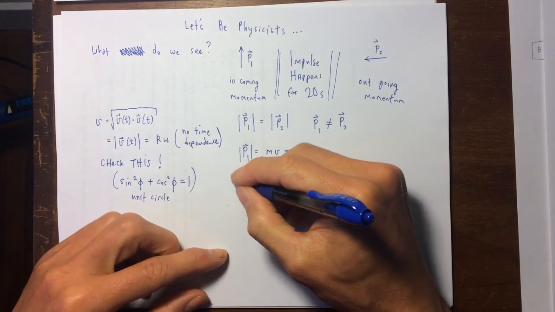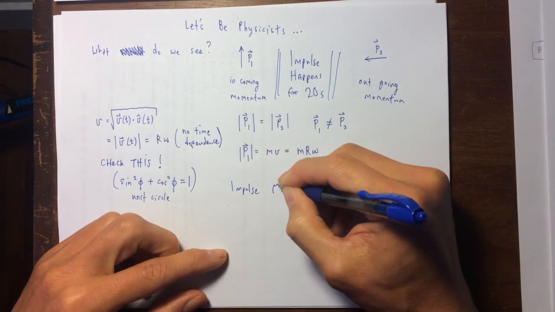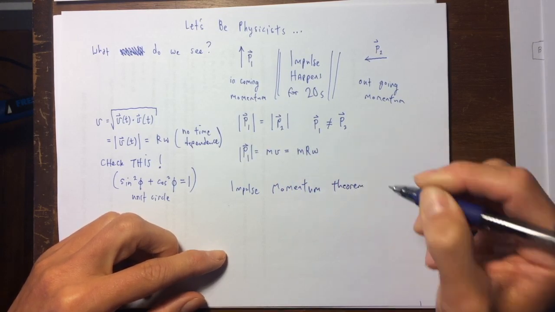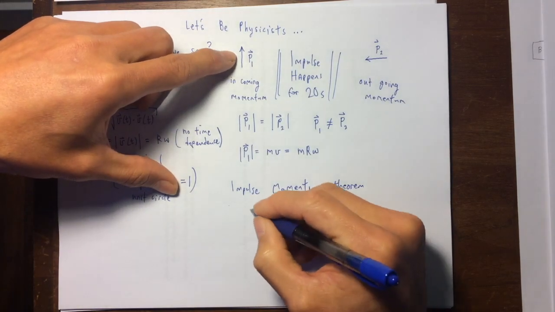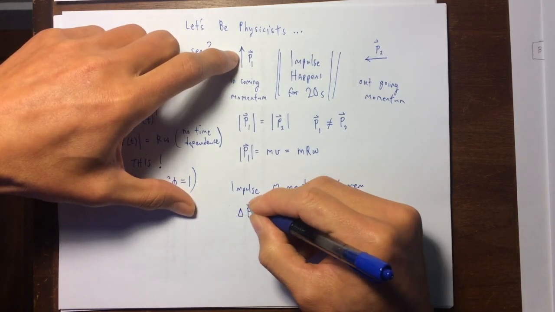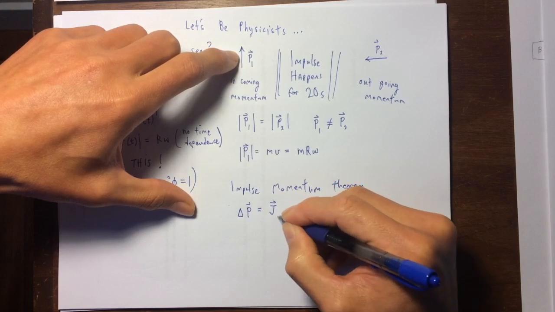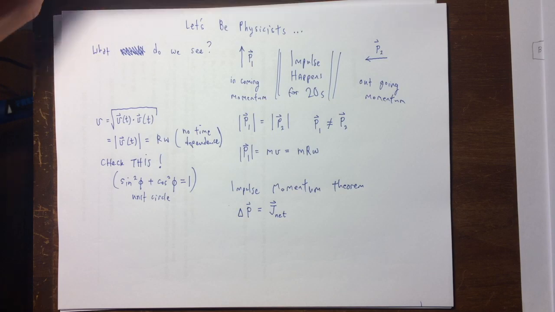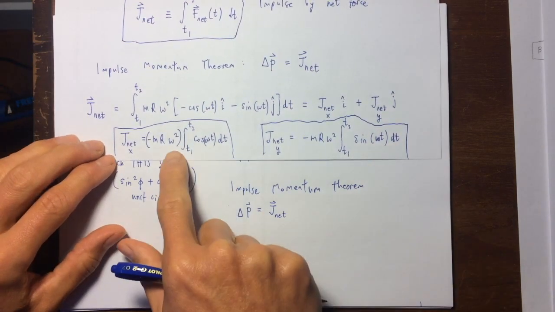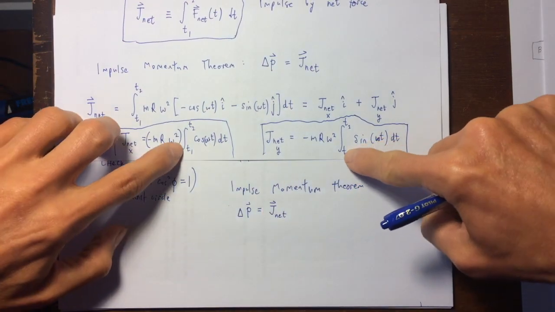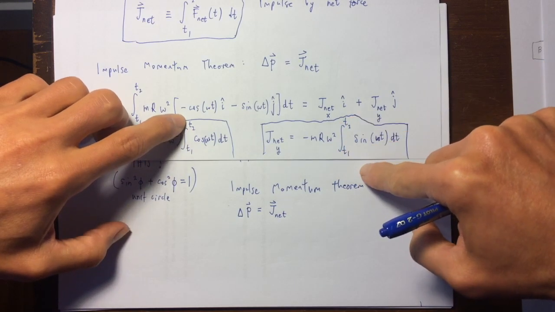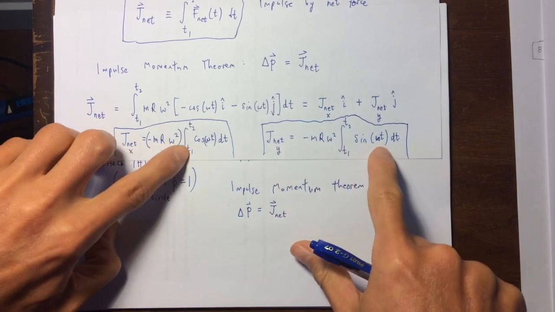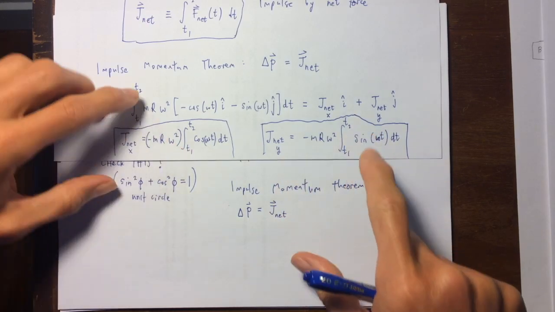The impulse momentum theorem, what it says is delta P is equal to the impulse by the net force. That's what this means. We went through some steps to calculate the impulse delivered between two times, t1 to t2. So I know how to calculate J net. It's here. Here are the two parts of it, the x part and the y part.